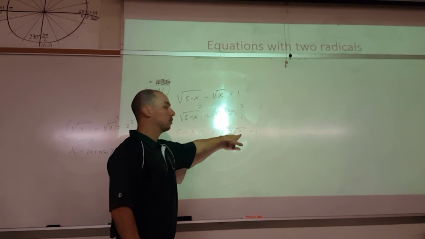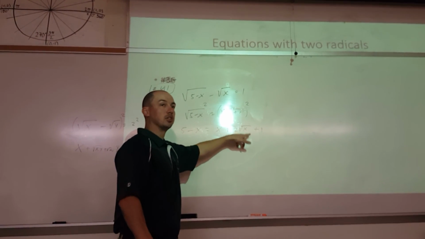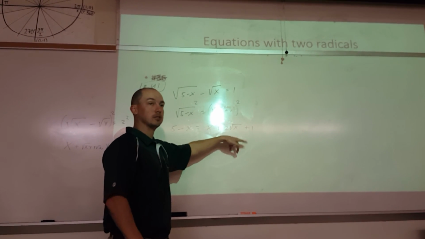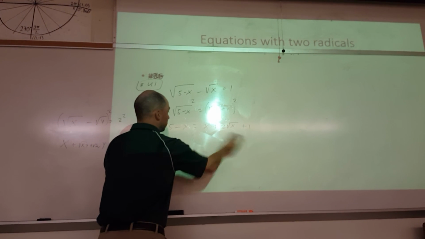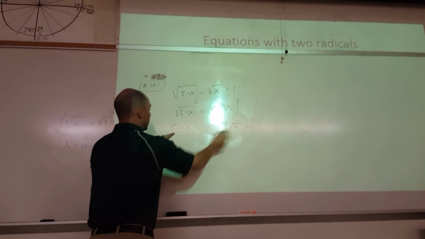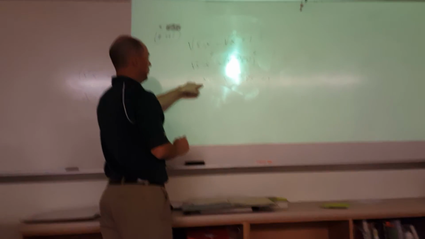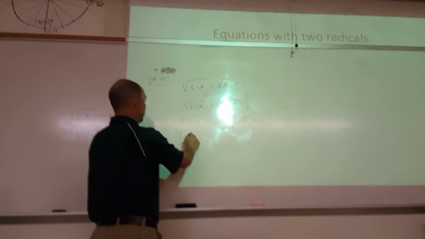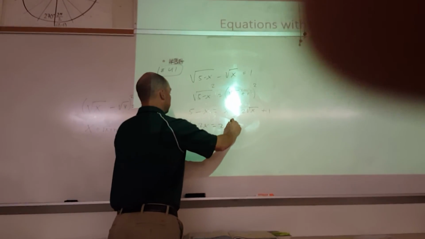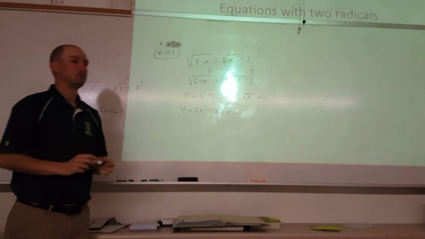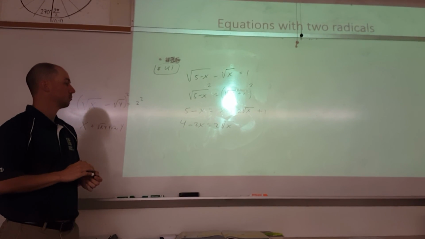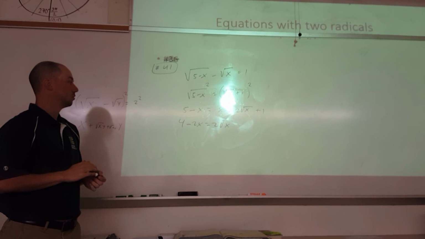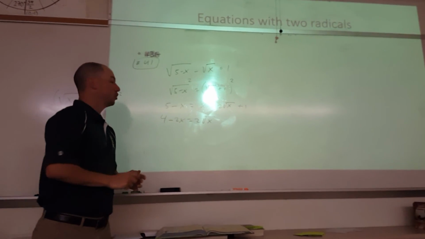We have another radical. So we need to isolate our equation and get the radical by itself. That way we can square again. So let's subtract x, subtract 1. 5 minus 1 is 4. Negative x minus 2x equals 2 rad x. Okay, so you actually got options.